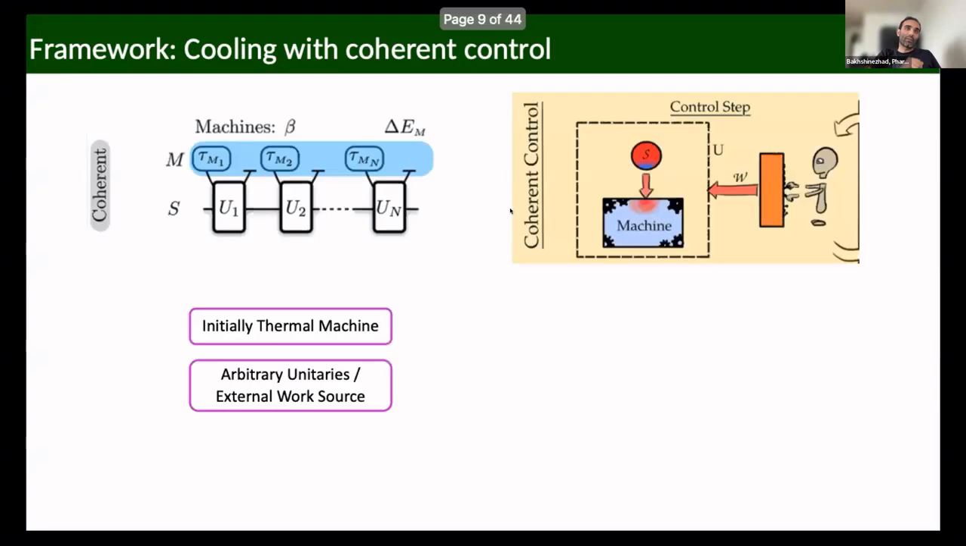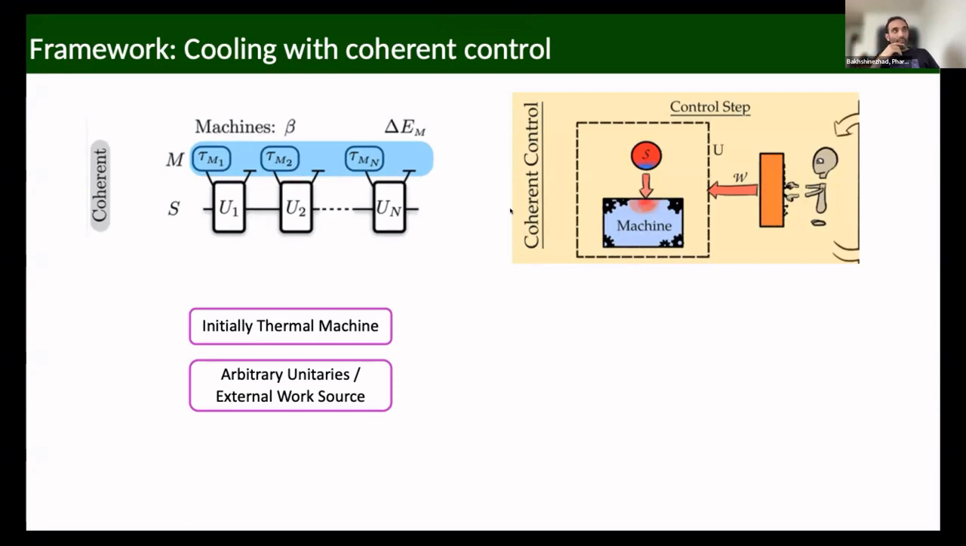To do this, we need to have a framework to see what the relation between them is, and for this we need something where we can track all the resources. Because of this, we will focus on two frameworks. One is the coherent one, and another one is the incoherent one. In the coherent scenario, this is the collision model that people normally use: we have our system and the system is interacting with the machine.